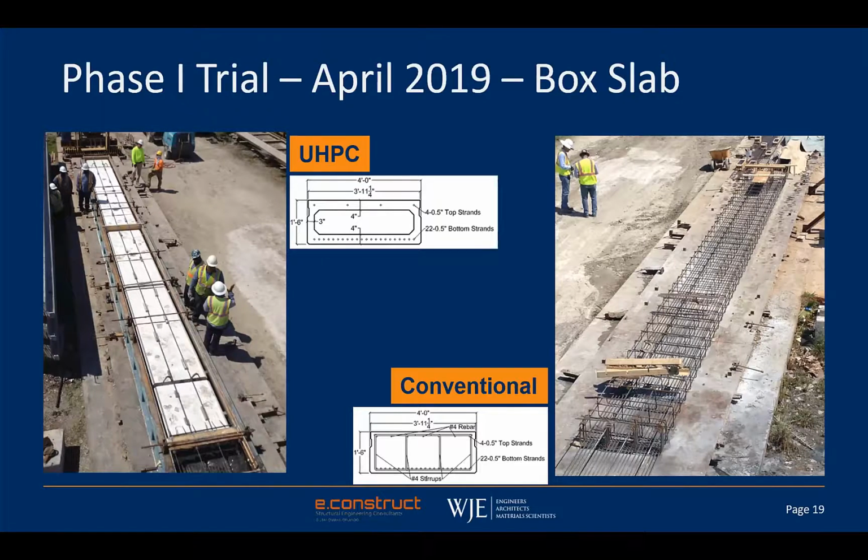Contrast that to the picture on the right, which is a similar element, but as would be produced with conventional concrete. So that's obviously going to be cast solid with much more reinforcing steel. And so with the UHPC, the intent here is that we're going to be able to rely on the tensile capacity produced by the fiber reinforcing in lieu of all that reinforcing.